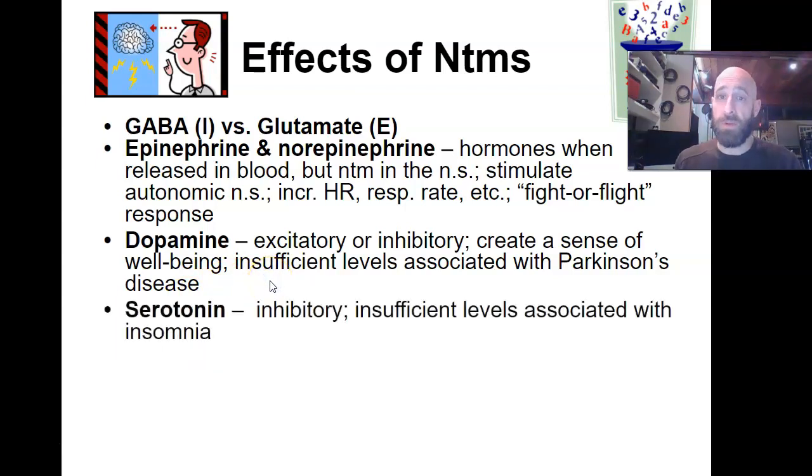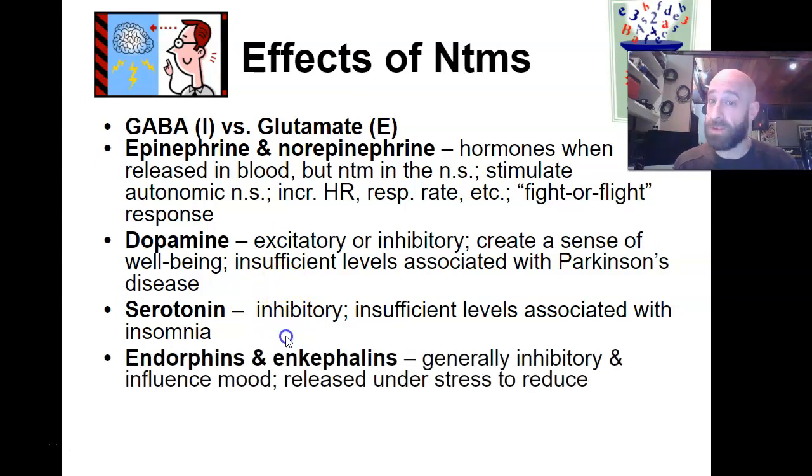Serotonin, another one you may be familiar with. Serotonin is really actually inhibitory, so it prevents a response. And if you don't have enough of it, it's actually linked to insomnia, where you can't fall asleep. So you see inhibitory, you think, oh, well, how would that wake you up? But the way the brain works, it is actually technically inhibitory. But serotonin also makes you feel good. So those two are kind of connected to that.